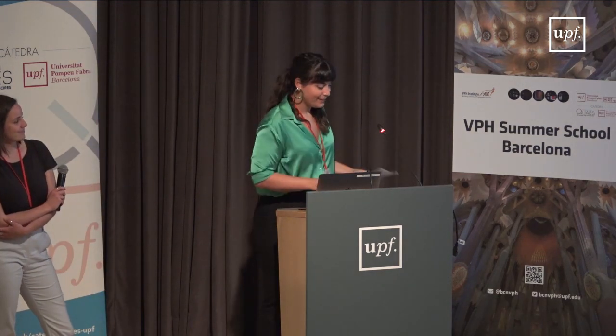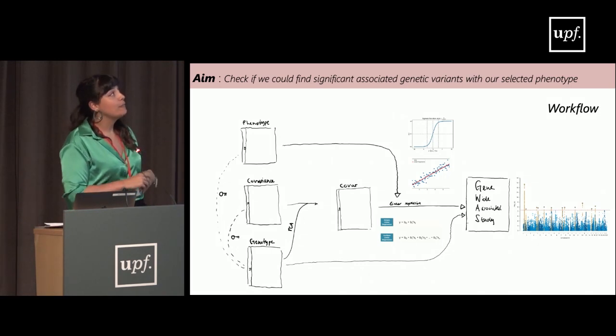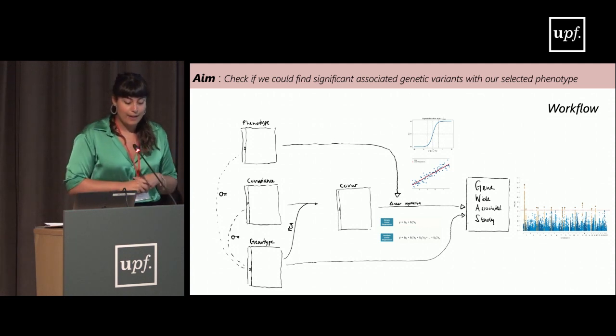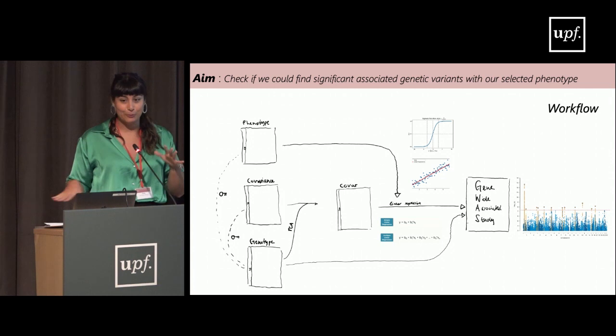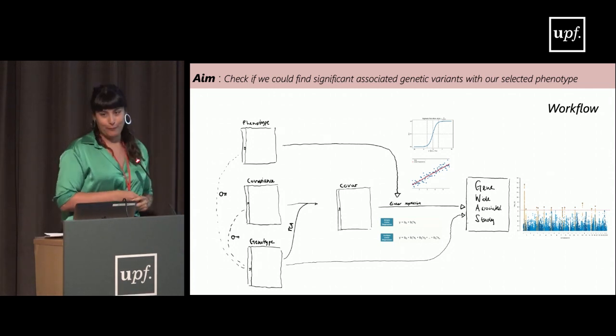So, the aim of our hands-on was to check if we could find significantly associated genetic variants in our selected phenotype. And for that purpose, we have been working during this week learning how to use the Python language and how to open Jupyter Notebook. And we followed this workflow.